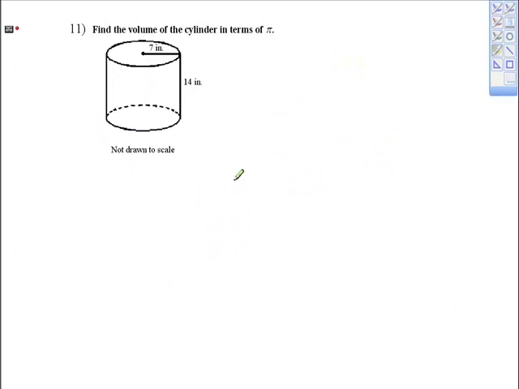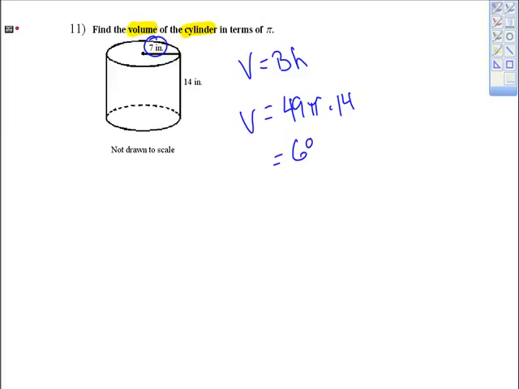Okay, the last problem on this exam asks us to find the volume of a cylinder. Again, volume is just area of the base times the height. The area of the base is the area of the circle, which would be pi r squared. R is 7, so r squared is 49, pi times the height, which is 14. So 49 pi times 14 is 686 pi. They asked us to leave it in terms of pi, cubic inches. And that's it. Any questions here?